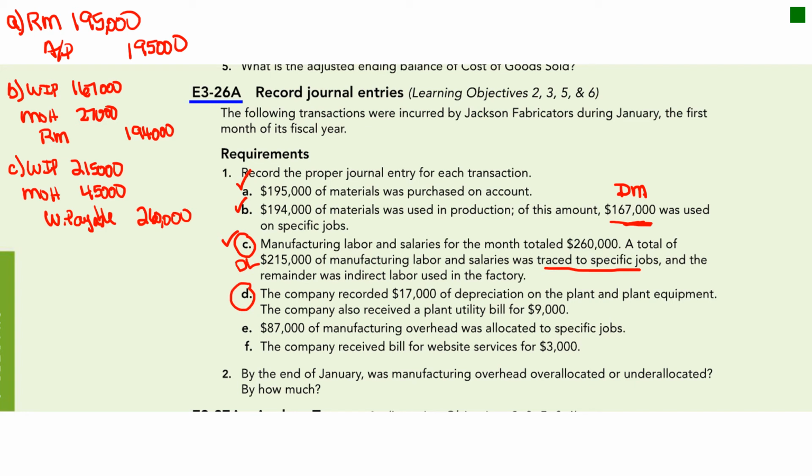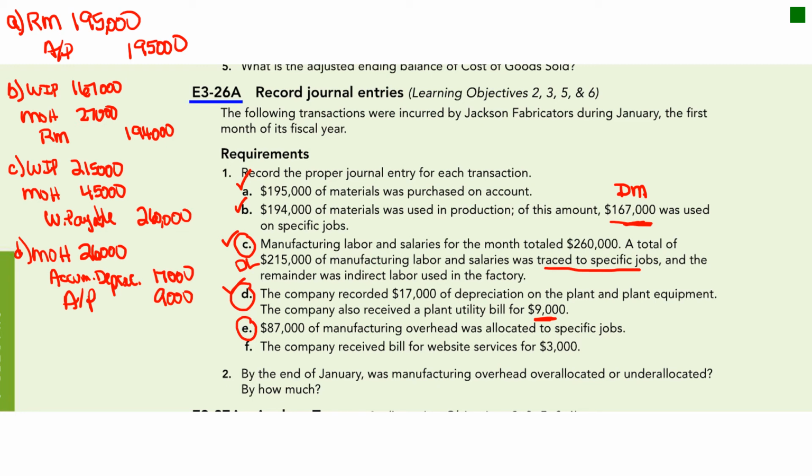Now we're on part D. It says they have $17,000 of depreciation on the plant, and they also have a utility bill for $9,000. All of this is manufacturing overhead. So for letter D, we can combine that into one account. 17 and 9 is 26,000. So your total overhead incurred there is 26,000. Remember, depreciation, the credit goes to the accumulated depreciation account. That's from financial accounting, and in this case that's 17,000. And you could put the utility bill into accounts payable, and that's going to be for 9,000. So that would be letter D.